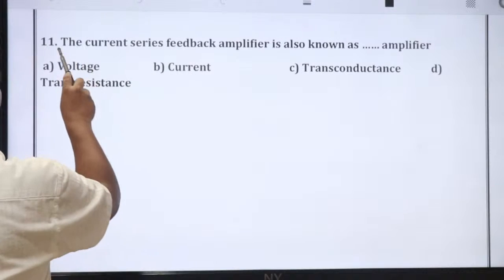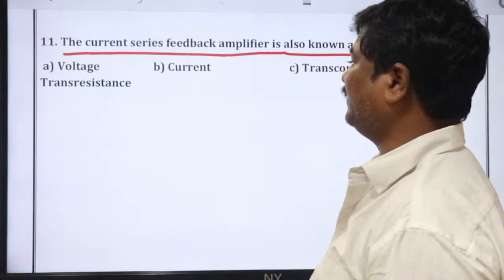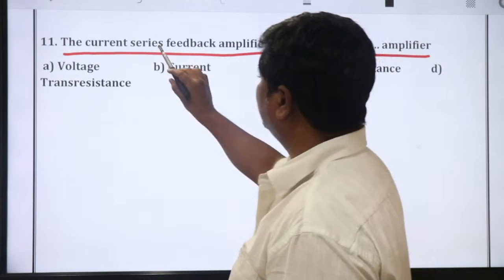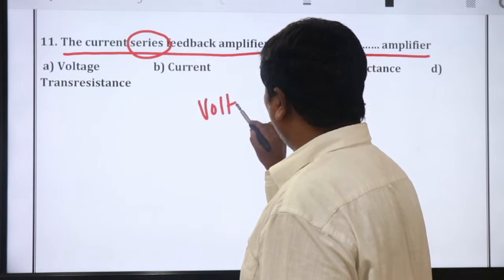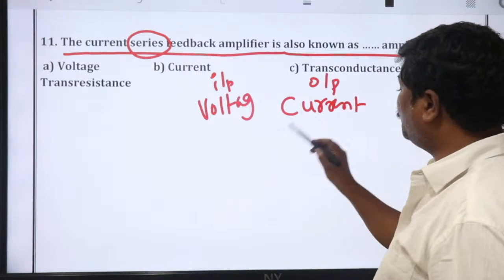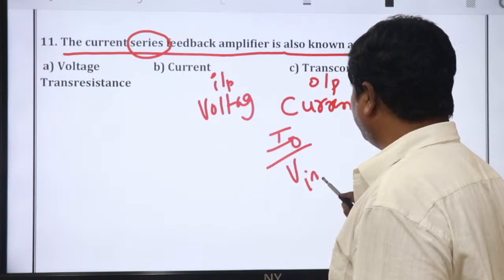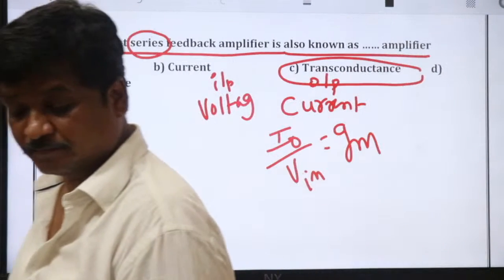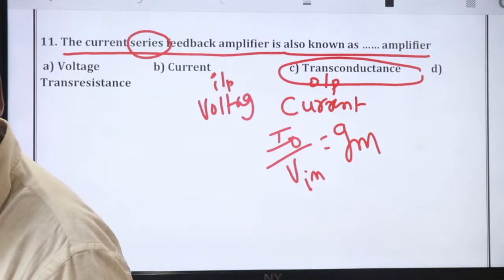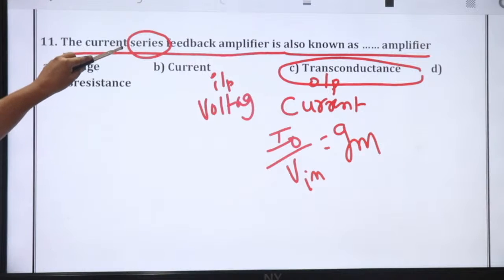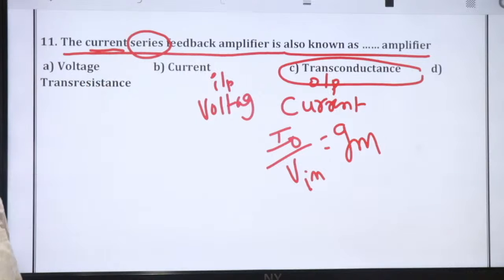The next question is: the current series feedback amplifier is also known as dash amplifier. Current series means output is current. Input series means voltage mixing, because series mixing is nothing but voltage mixing. Output current by input voltage is a transconductance amplifier. Whatever is available here as output, and whatever is there, it is input. Output current by input voltage.